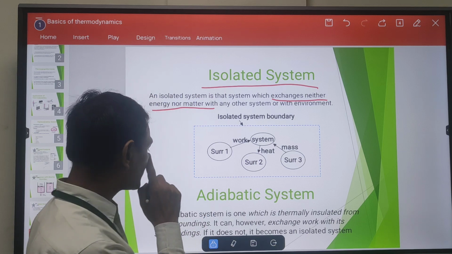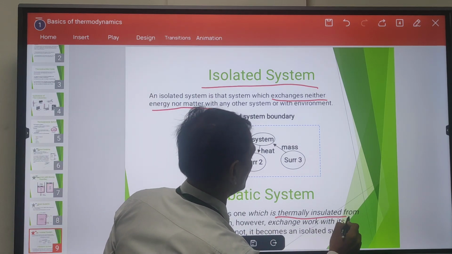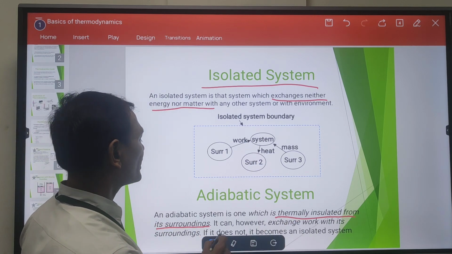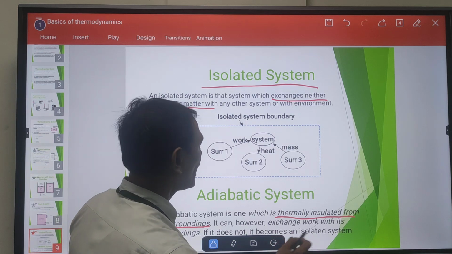And here, the adiabatic system. An adiabatic system is one which is thermally insulated from its surroundings. It can, however, exchange work with its surroundings. If it does not, it becomes an isolated system.